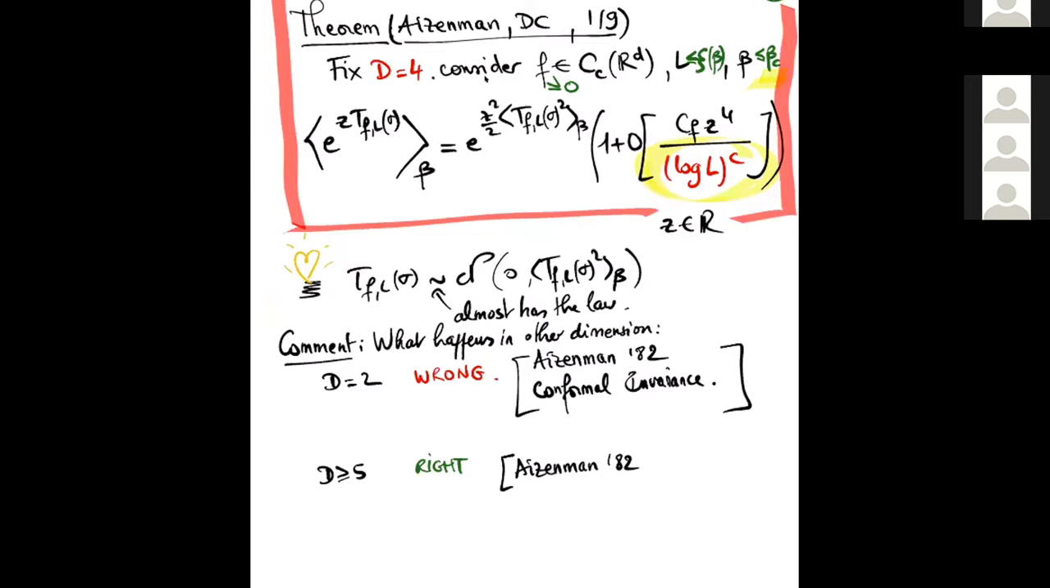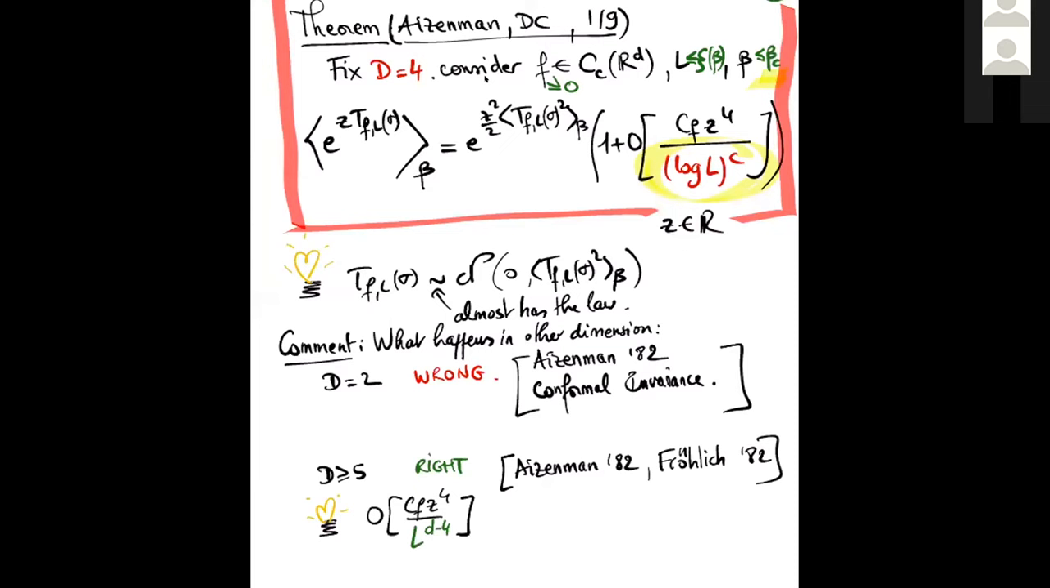And in the same year, by Fröhlich, when I will discuss the Euclidean field theory approach. What I should say is that there, the error term, the big O, becomes C over L to the D minus 4. So you see we get a polynomial decay in the scale L of your average. In dimension four, sorry, you only get a logarithmic correction, okay?